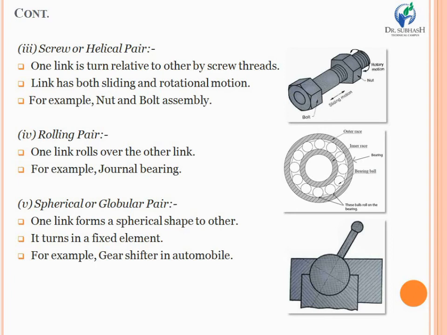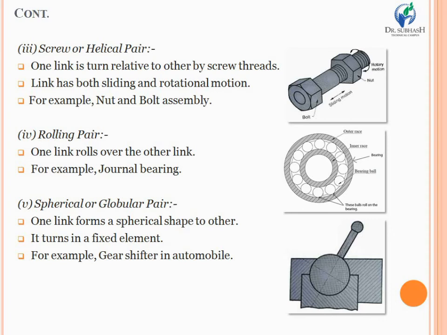Fifth type of kinematic pair is the spherical, or we can say globular pair. A globular pair is one in which one link forms a spherical shape with respect to another. If you find any assembly in which one link has spherical contact with respect to the meshing link, of course it will be known as a spherical or globular pair.